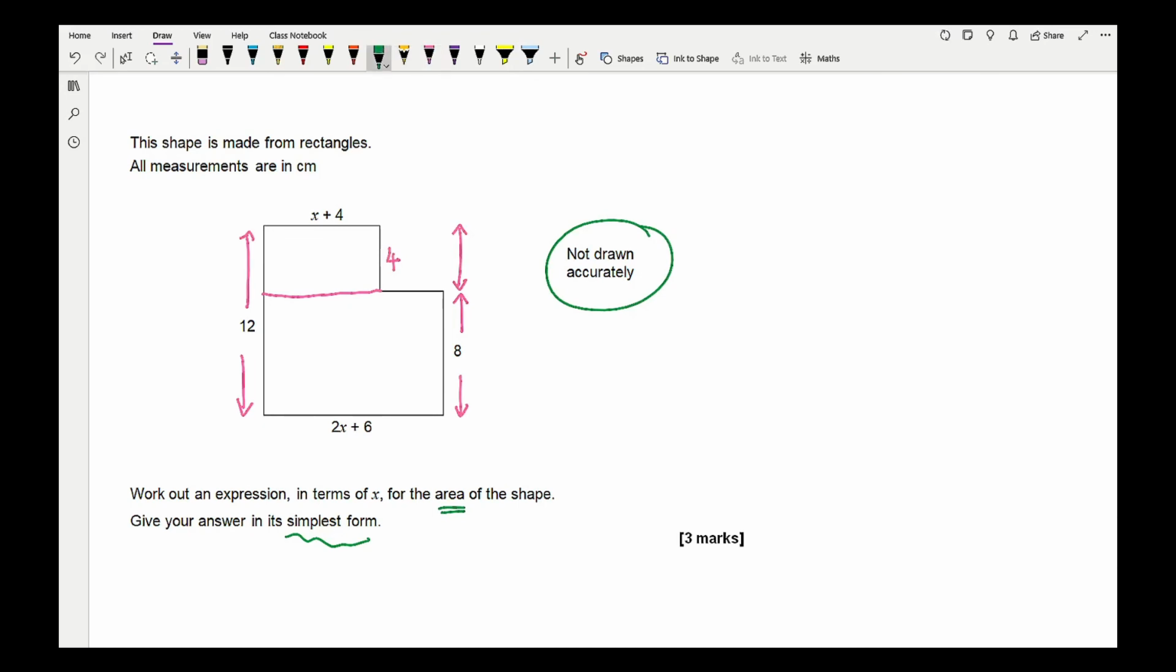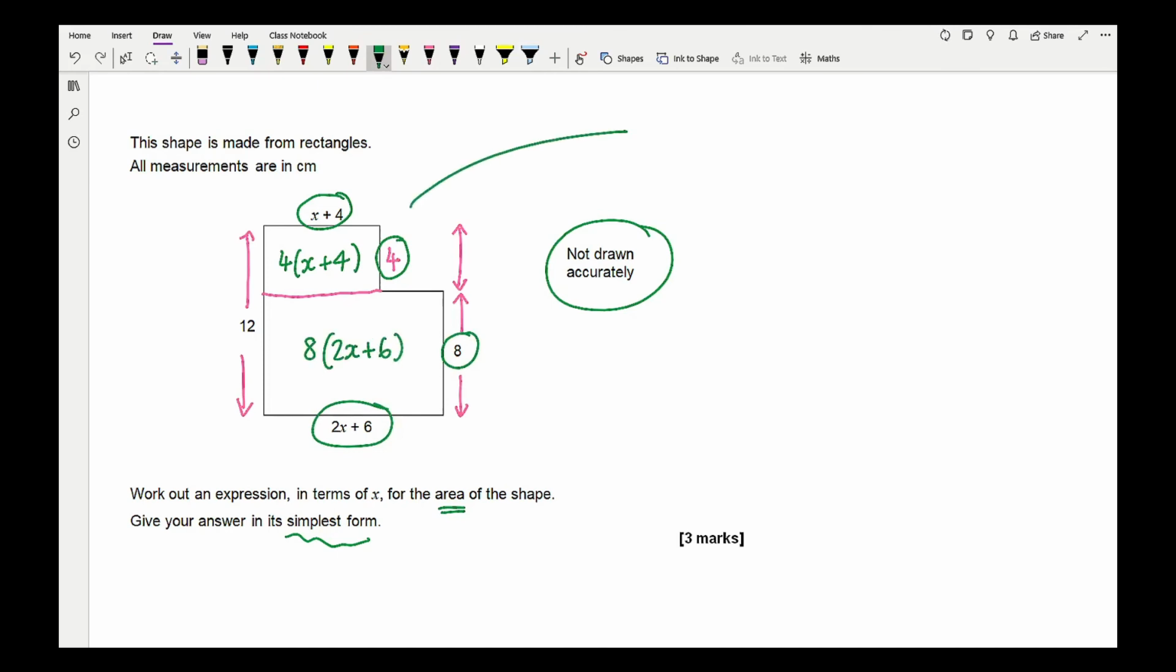Now, to work out the area of a rectangle, basically all I've got to do is multiply these 2 numbers together. So that's going to give me 4 times x plus 4. And likewise with this bottom rectangle, I multiply 8 by 2x plus 6. So that's going to be 8 lots of 2x plus 6.